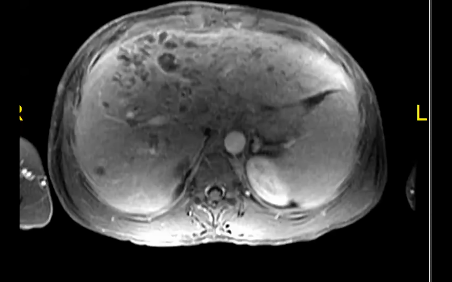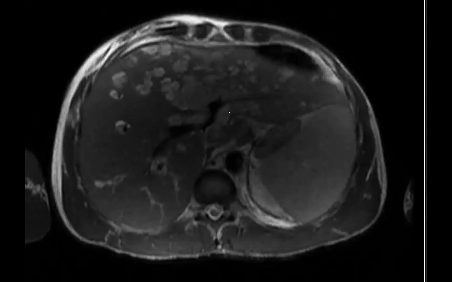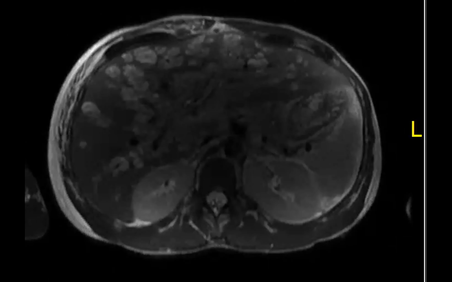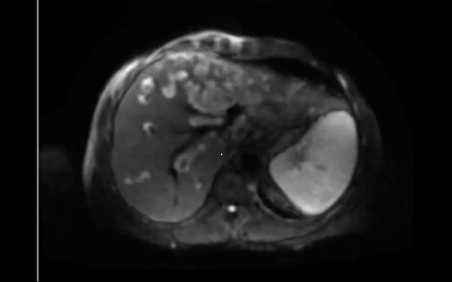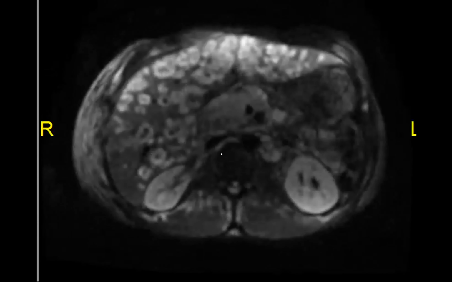Nice. This is a relatively young person, history withheld. It's the first time I've seen this entity in the liver.